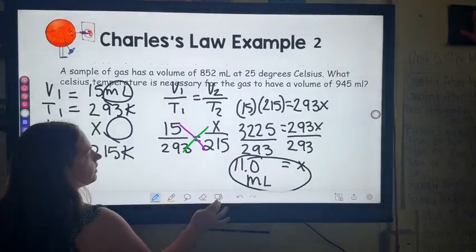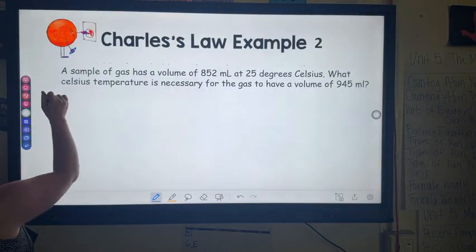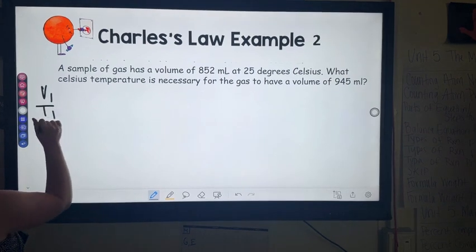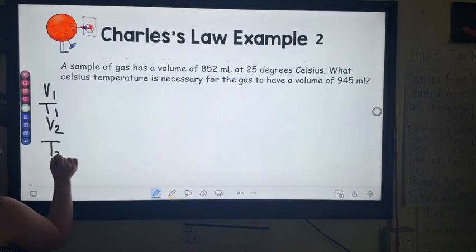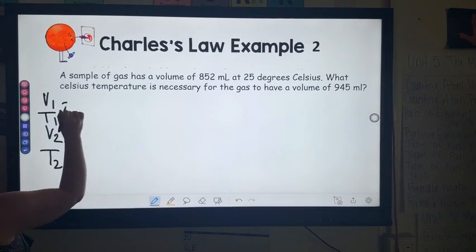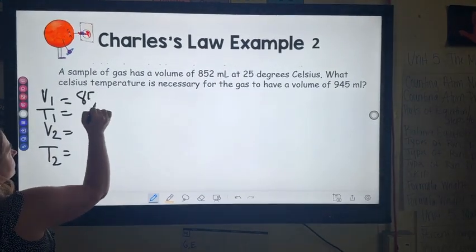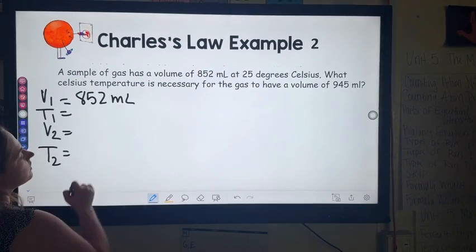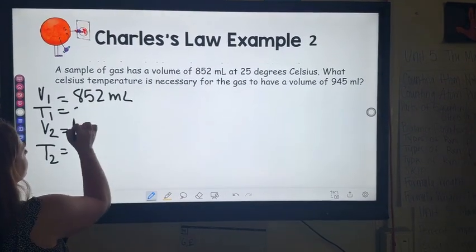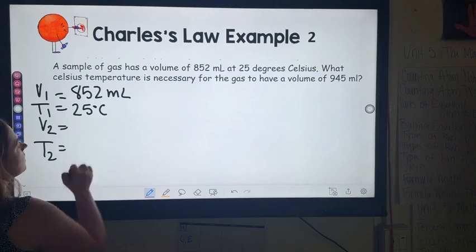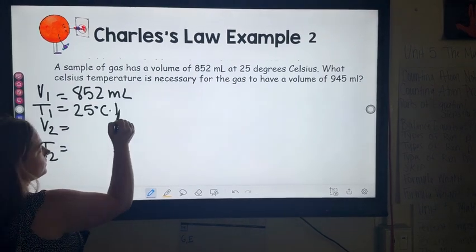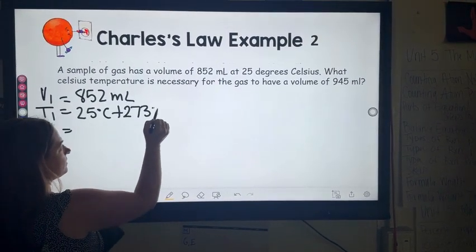So once again, we know it's Charles, so we can go ahead and list our variables, V1, T1, V2, and T2. We know the volume is 852 milliliters. We know the temperature is 25 degrees Celsius. We don't want Celsius, so we have to convert to Kelvin by adding 273.